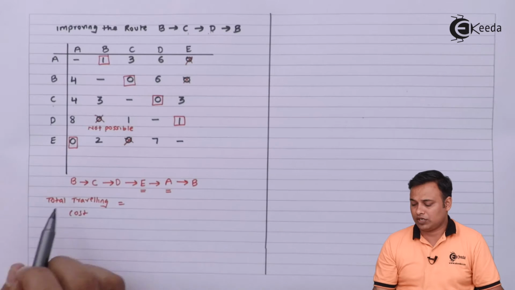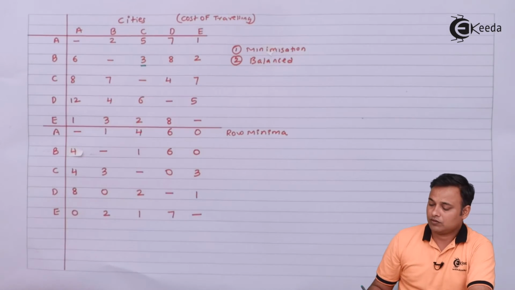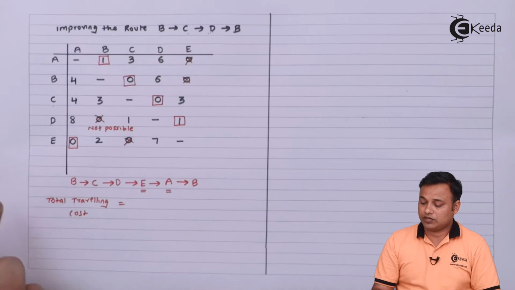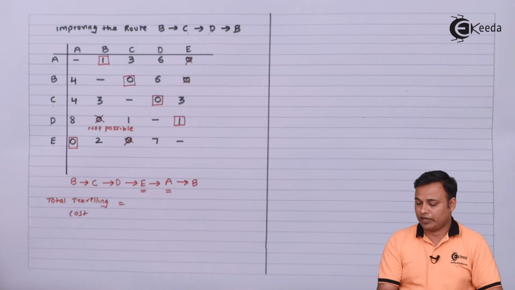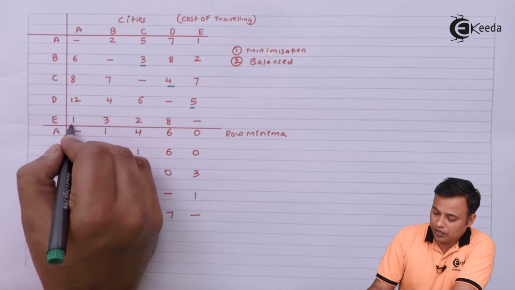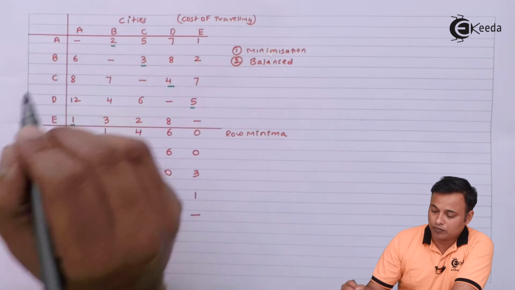So B to C, C to D, then it is D to E and E to A, and finally from A to B.